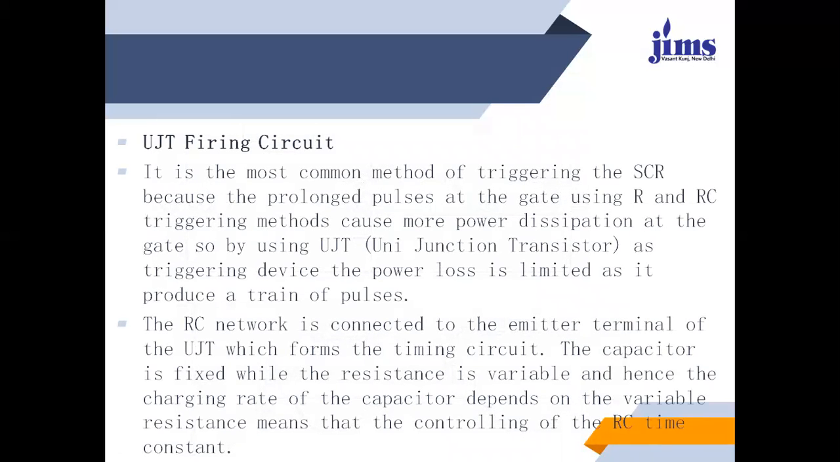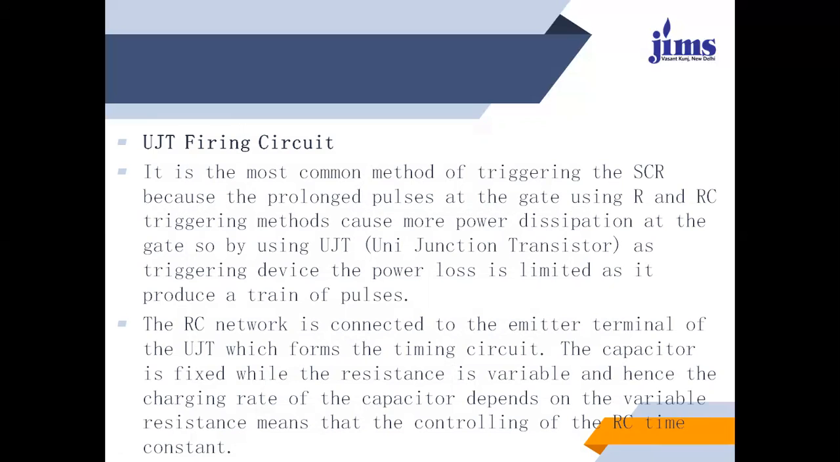Next will be the UJT firing circuit. It is the most common method of triggering the SCR because the prolonged pulses at the gate using R and RC triggering methods cause more power dissipation at the gate. So by using the UJT, unijunction transistor, as the triggering device, the power loss is limited as it produces a train of pulses. The RC network is connected to the emitter terminal of the UJT, which forms the timing circuit.